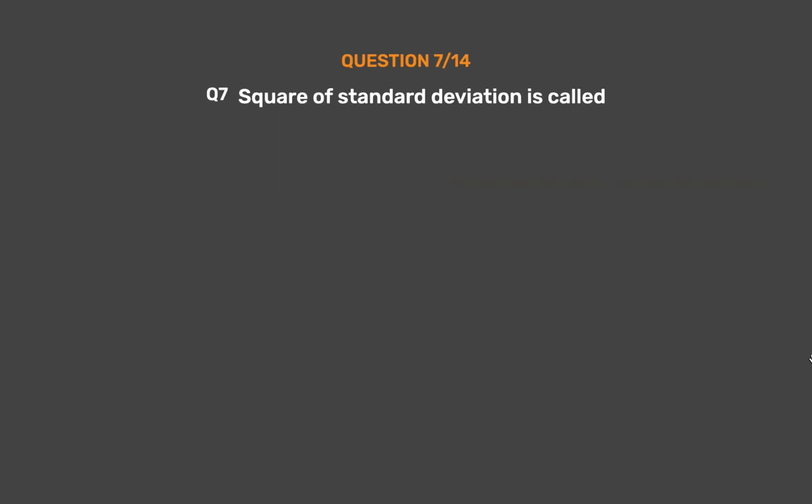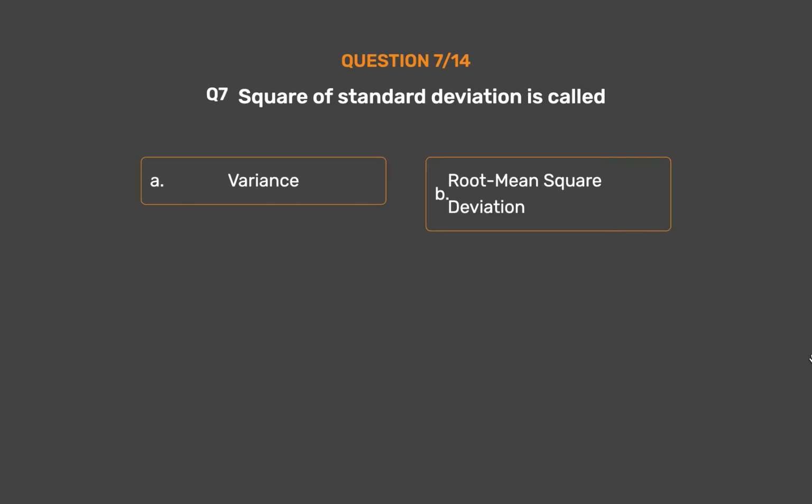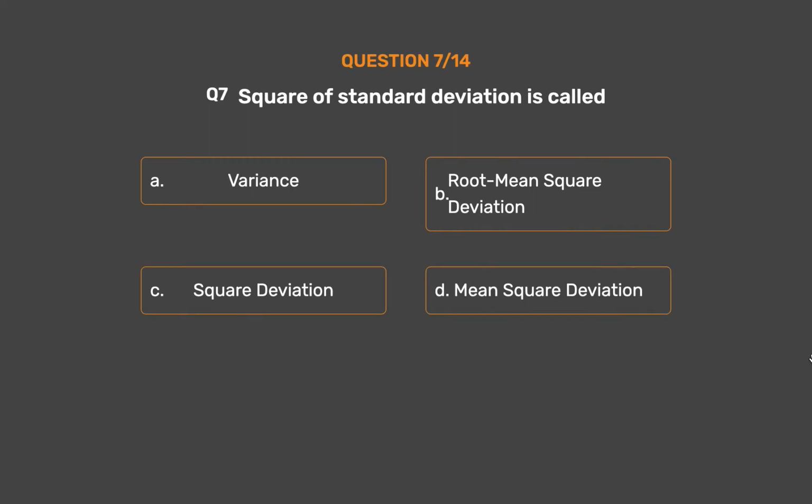Question number 7. Square of standard deviation is called. Option A. Variance. Option B. Root mean square deviation. Option C. Square deviation. Option D. Mean square deviation. The correct answer is Option A.